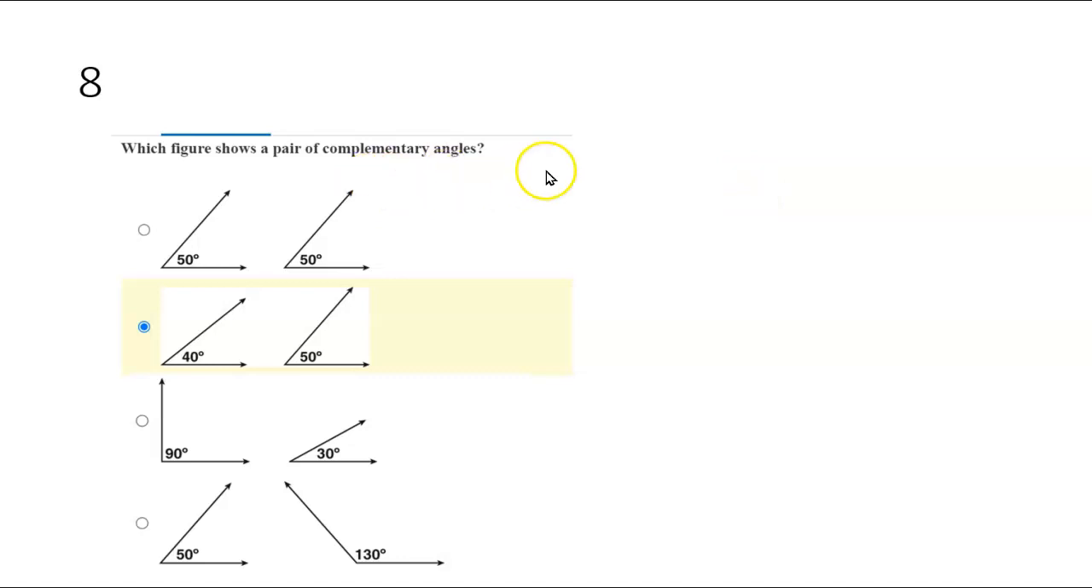Which figure shows a pair of complementary angles? So for this one, complementary angles are just any two angles that add up to 90 degrees. So that's all I'm looking for here, two angles that add up to 90. As far as the notes that I want you to write for this one, I just want you to write on your paper, complementary angles are two angles that add to 90 degrees. And that's all you need to do. The answer here is the second choice, the 40 degrees plus 50 degrees adds up to 90.